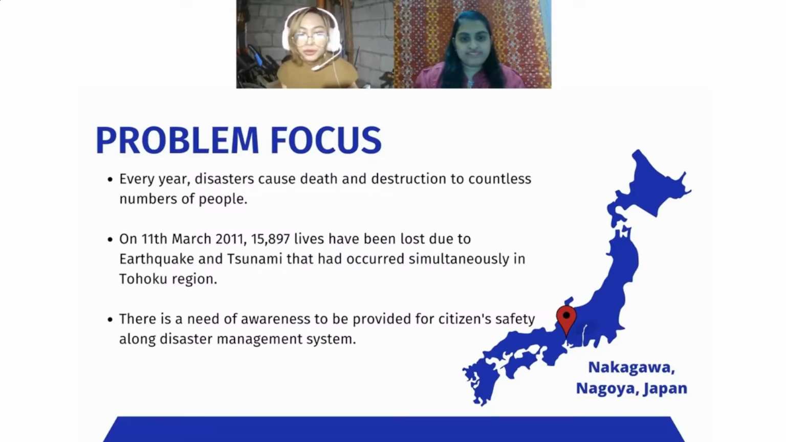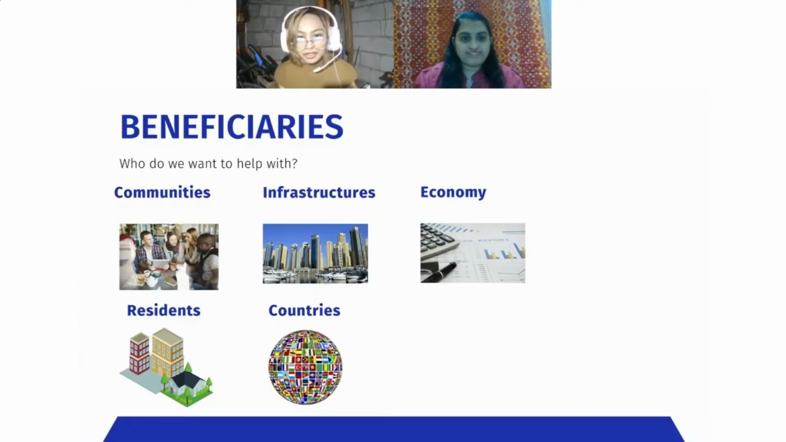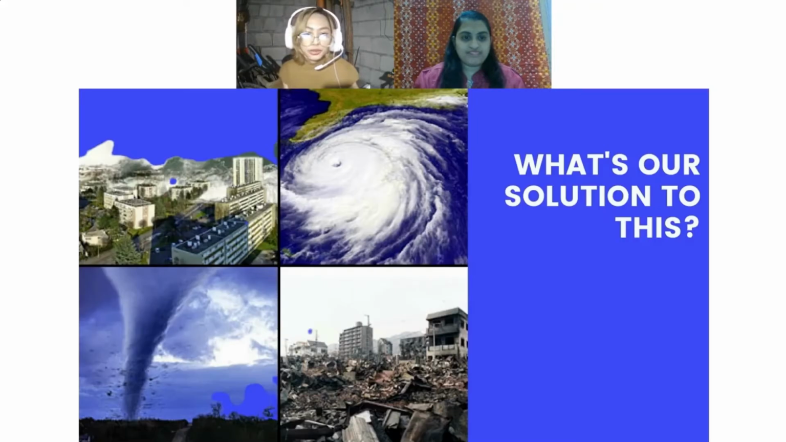And with that, we know that there is a need for awareness to be provided for the citizens' safety along disaster management system. And of course, who do we want to help? Here's actually our beneficiaries. First, communities, infrastructures, and economy, residents, and countries. And following to that is our solution.